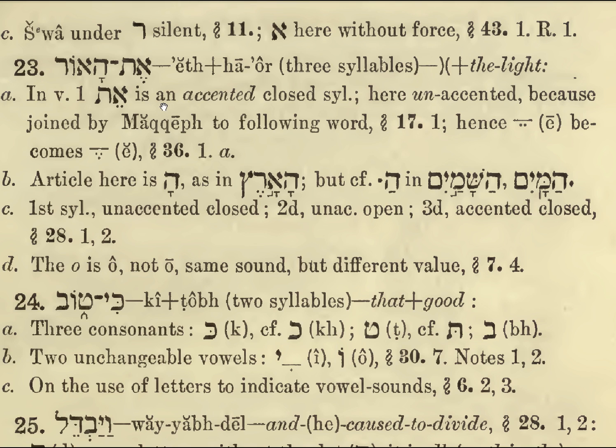Et is an accented closed syllable normally when it stands by itself. But here, because of this meteg, it's stuck onto here. It's unaccented. And it's an unaccented closed syllable, and so the vowel is short. And so the e becomes e, as in the rule that closed syllables that don't have the accent generally have a short vowel. Et ha or.